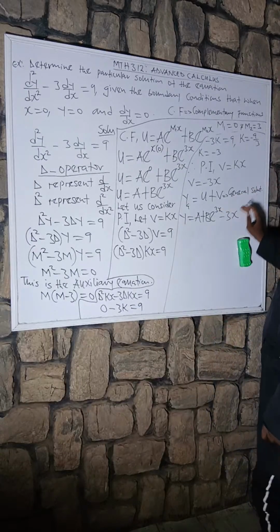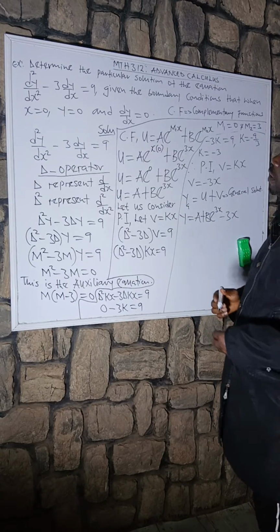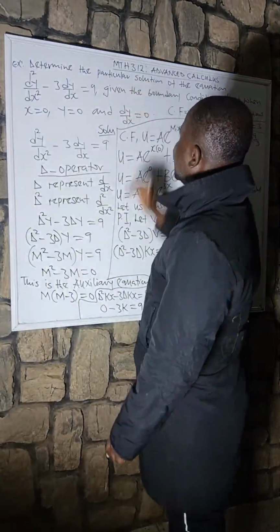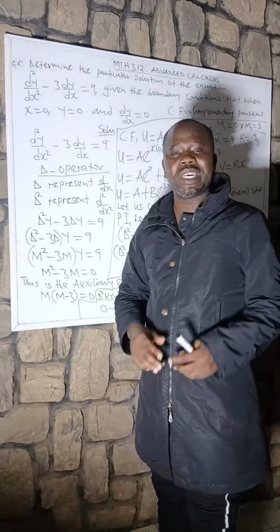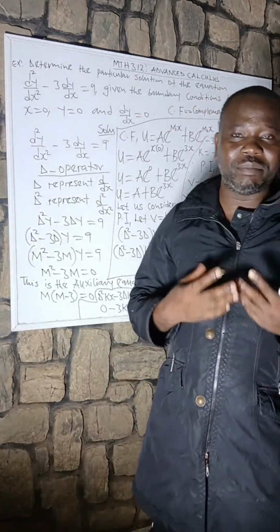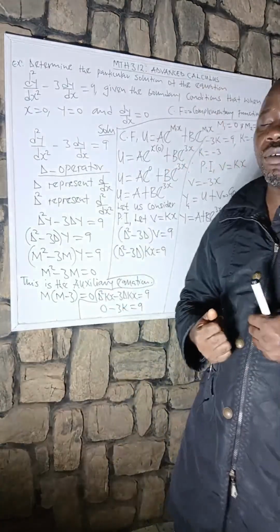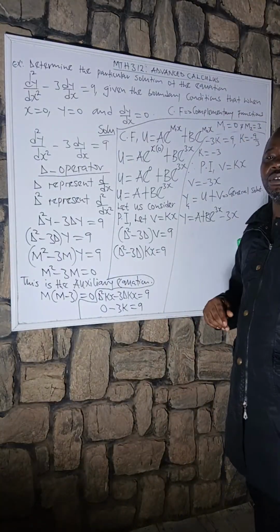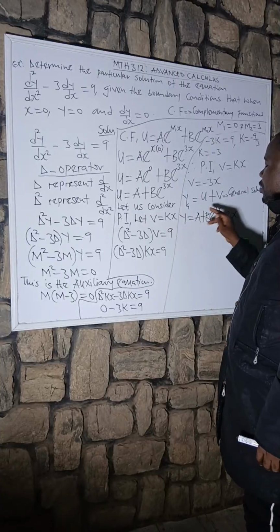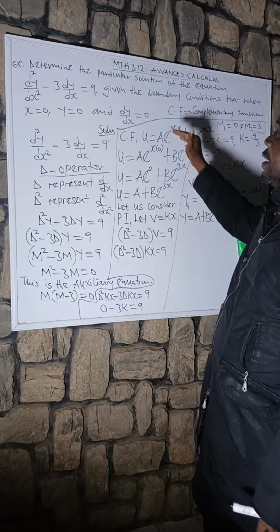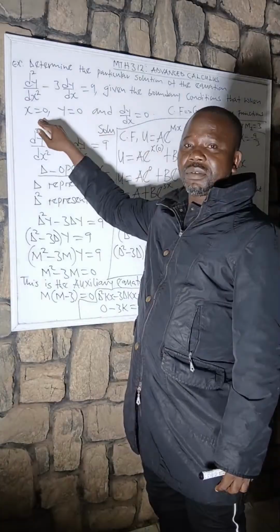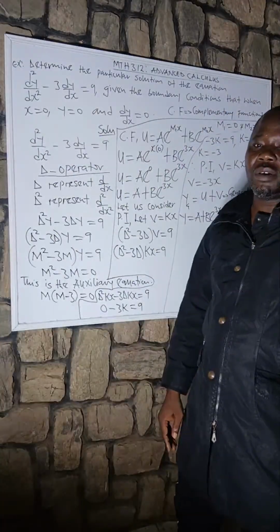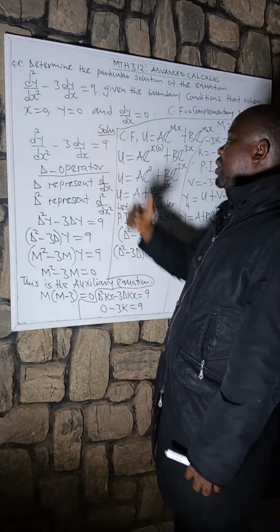This is our general solution. But the question says find the particular solution. So now we can easily obtain the particular solution. Why? Because we were able to obtain the general solution. From the general solution, with the help of the boundary conditions, we can obtain our particular solution. Otherwise, we cannot obtain our particular solution.